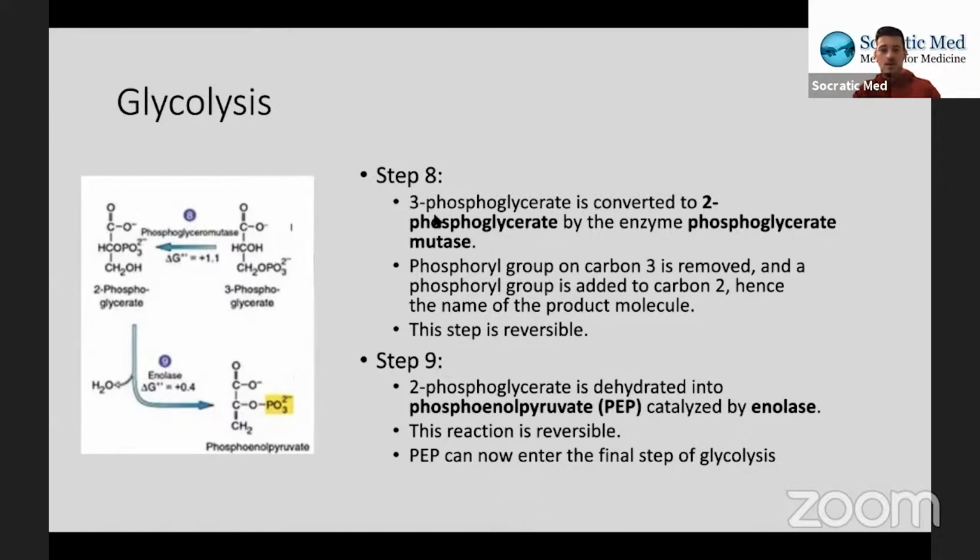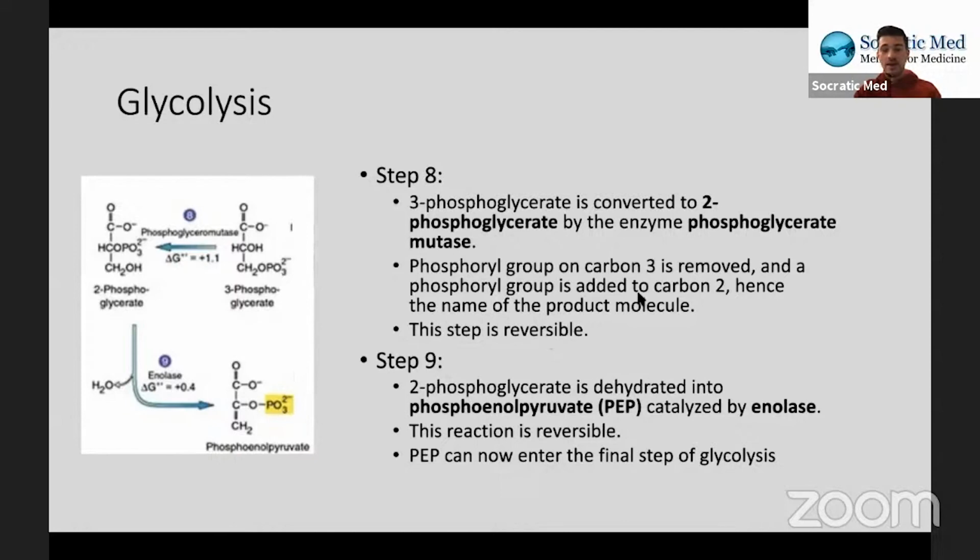So step 8, 3-phosphoglycerate is converted into 2-phosphoglycerate by the enzyme phosphoglycerate mutase. So the mutase is just moving the group. The phosphoryl group on carbon 3 is removed, and a phosphoryl group is added to carbon 2, hence the name of the product molecule. This step is also reversible. So the only difference in step 8, we're just moving that phosphoryl group from 3 to 2. That's really it.